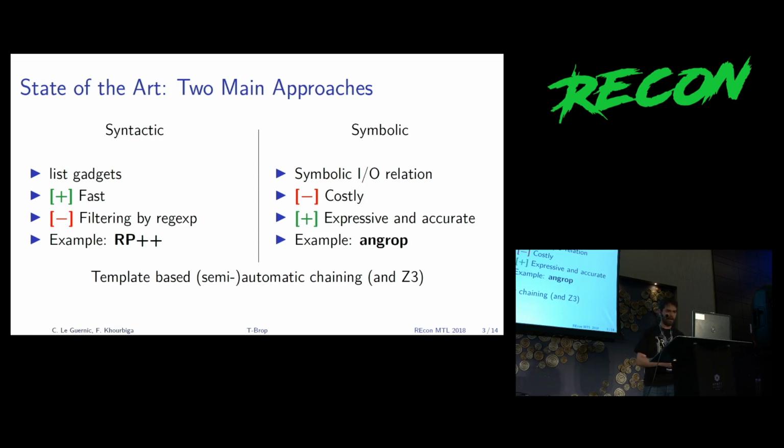One such tool is RP++. On the other hand, the symbolic tools, for each snippet of code, for each gadget, compute a symbolic relation between the states after and before the execution of the gadget. This is very costly, but you can do expressive and accurate filtering. You can ask, for example, give me all the gadgets such that in the end, RCX is equal to RAX plus RBX minus 4. One such tool is Ungrop.